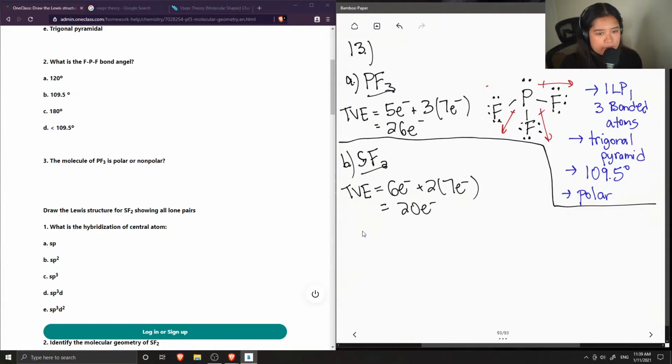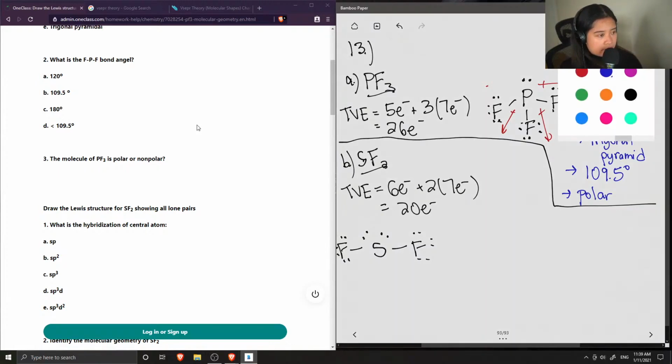And if we were to draw out the Lewis structure, let's draw single bonds to fluorine, showing all of the lone pairs. So I have 16 so far. So the last 4 I'm just going to draw on my sulfur. So now we have the Lewis structure of SF2.